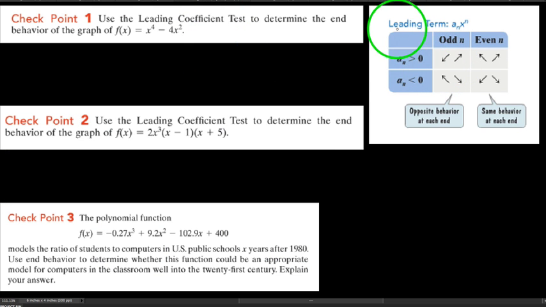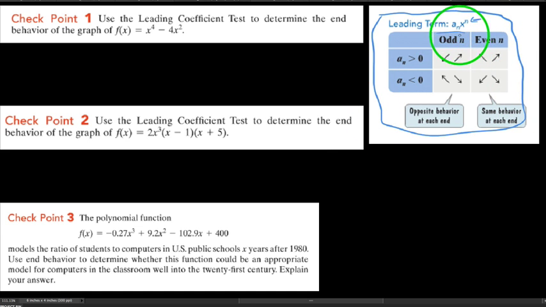And actually, I've got this little chart here. It says that your leading term is a sub n x to the n, where n is your degree. If n is odd, then we have opposite behaviors: this is a down up orientation, and this is an up down orientation. And if n is even, we have up up or down down. And this over here on the left says if your leading coefficient LC is positive, then the right behavior ends up on both of those. But if your leading coefficient is negative, then the right-hand side behavior ends down. So let's put this to use.